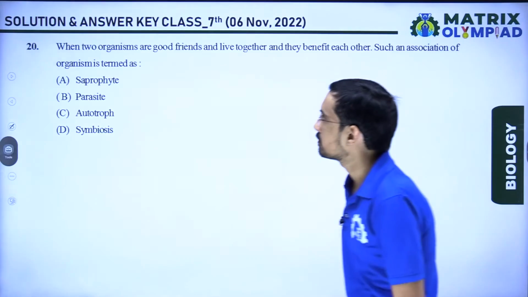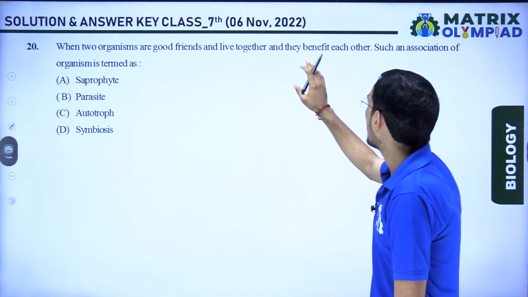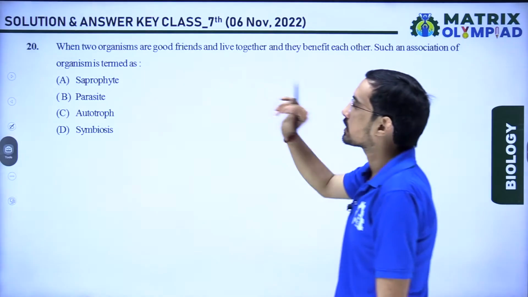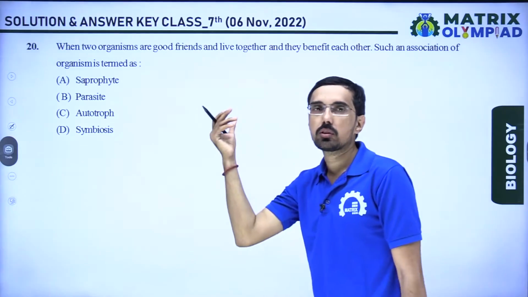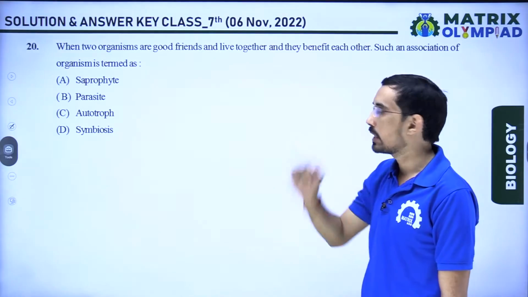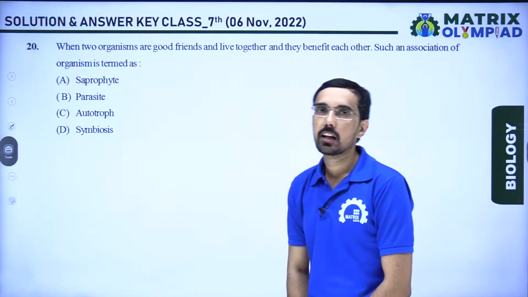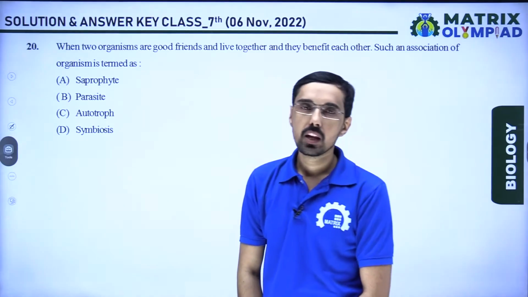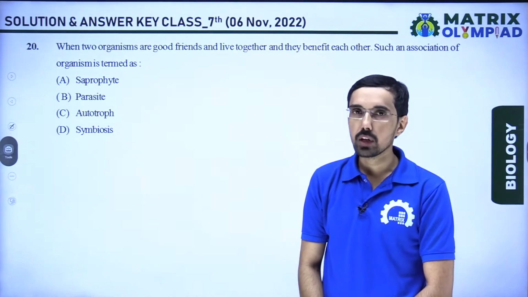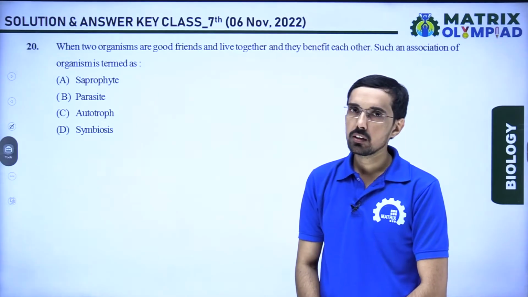Now next question. When two organisms are good friends and live together and benefit each other, such an association of organisms is termed as... The best example of this type of association or friendship is lichens. Lichens are a combination of algae and fungus, in which algae provide the food to the fungus and the fungus provides the minerals and shelter to the algae.